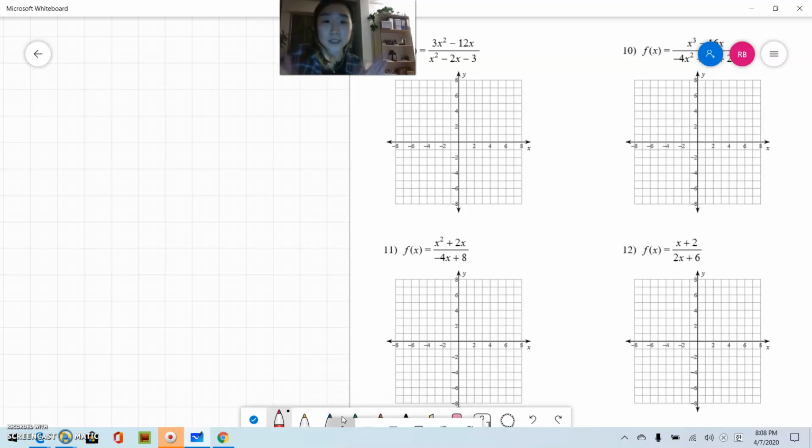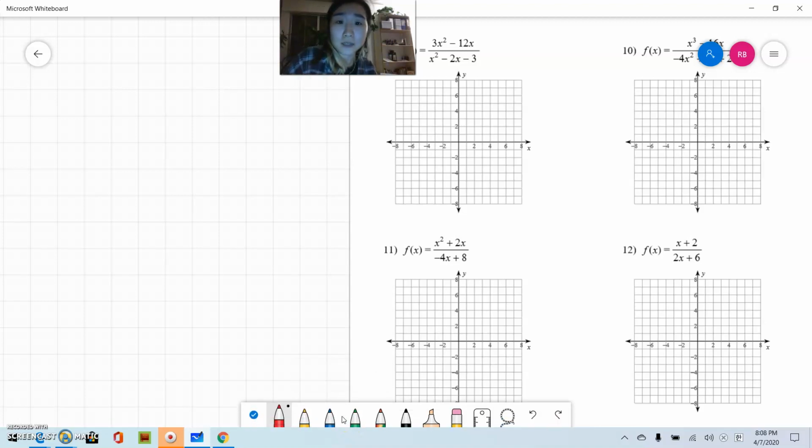Okay, guys, we're gonna continue with the second worksheet, the second page. And I know this can be quite a long worksheet, especially if you are a little bit rusty with factoring and things like that. So if you've only done the odd problems or even problems, it's okay.